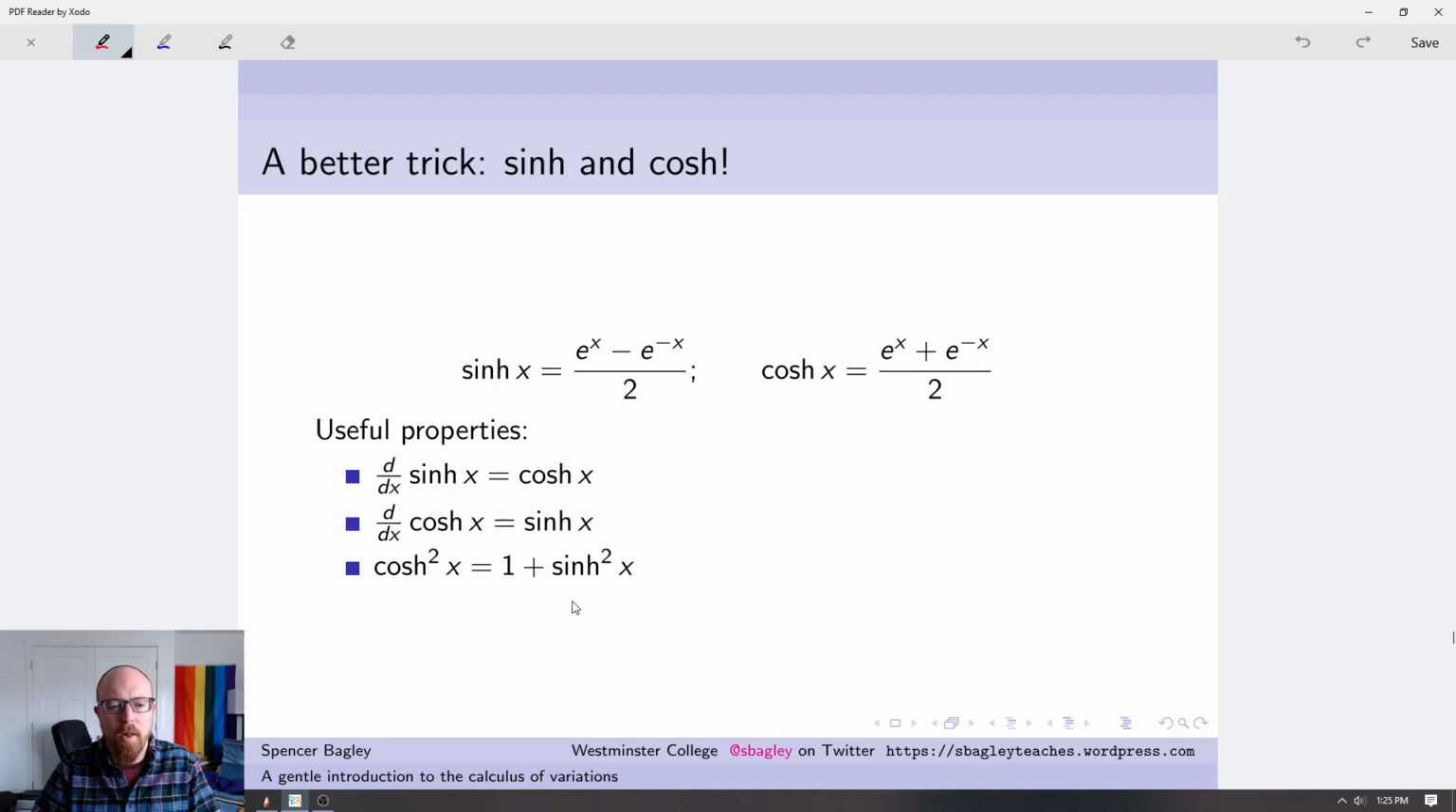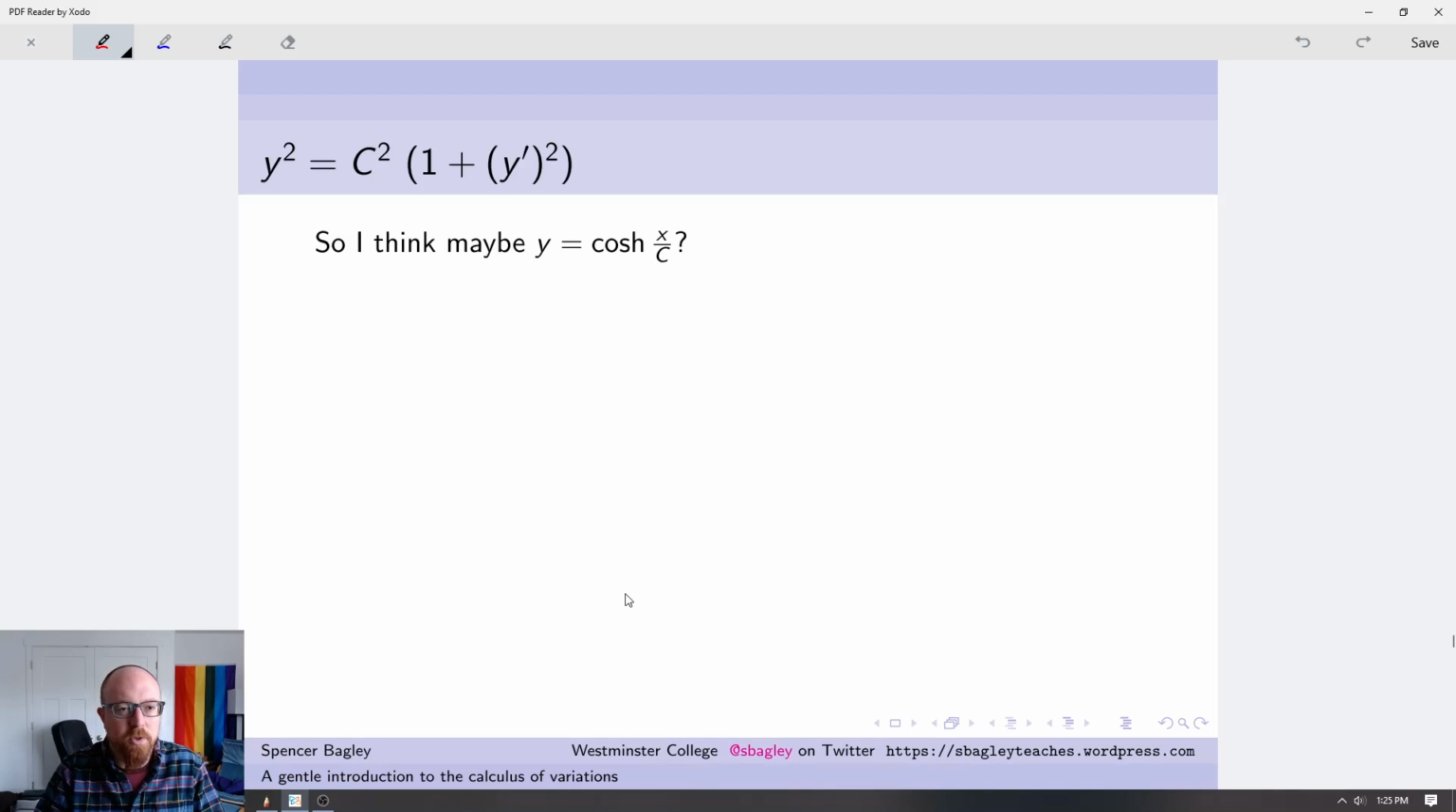And in particular, I'm liking that I have a 1 plus something squared because that was what my differential equation looked like. Okay, so here we go. I've got my 1 plus something squared. If I threw in like a cosh here, I probably win. No, I'm sorry. If I throw in a sinh here, I probably win.